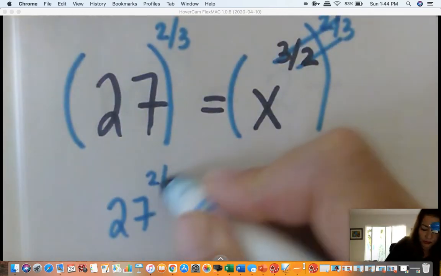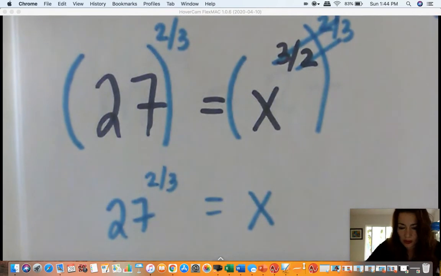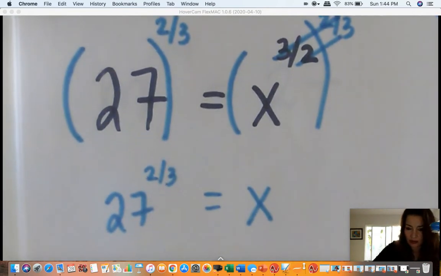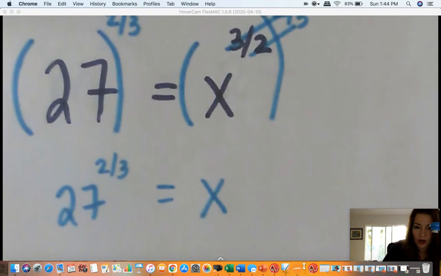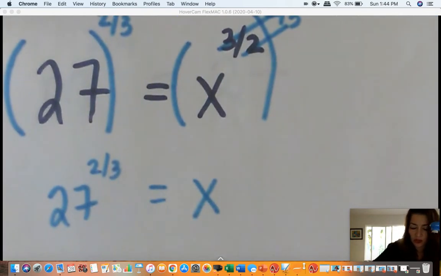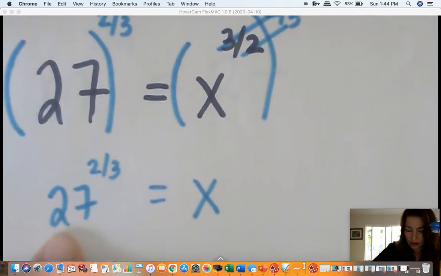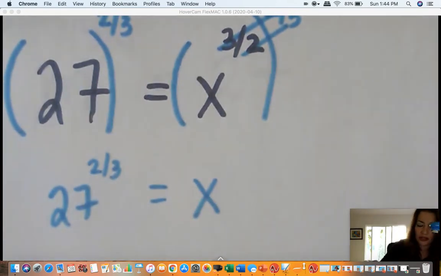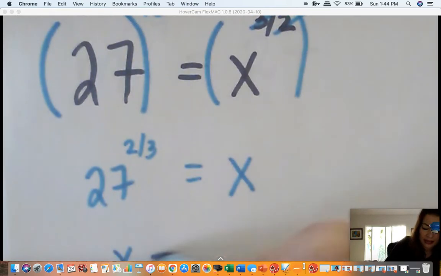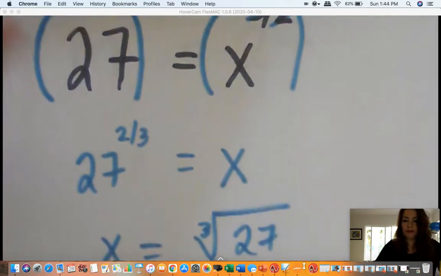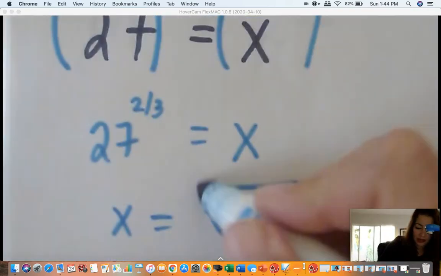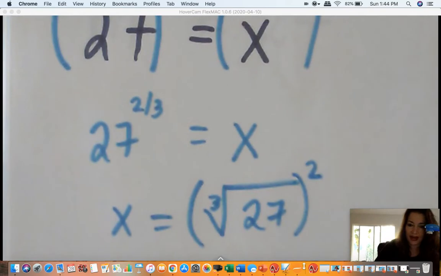to the 2/3. Now from here, what we want to do is evaluate 27 to the 2/3. Well, if you remember when we worked with fractional exponents, we can rewrite this as a radical, or you can go ahead and simplify this, do this mentally. So what it's asking you is to take the cube root of 27 and then square it. Or in other words, this is equivalent to writing it as the cube root of 27 and then square all of that.